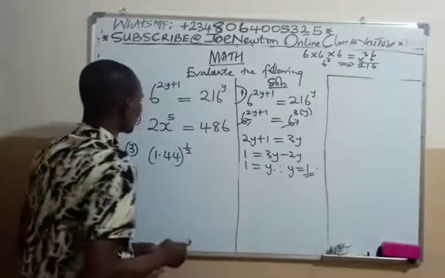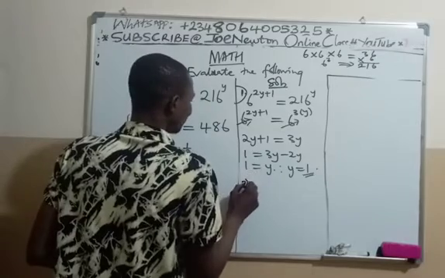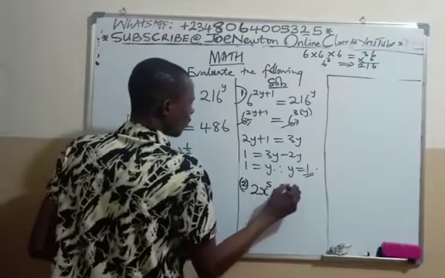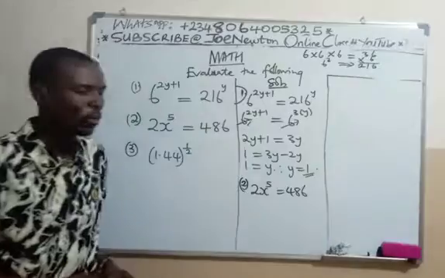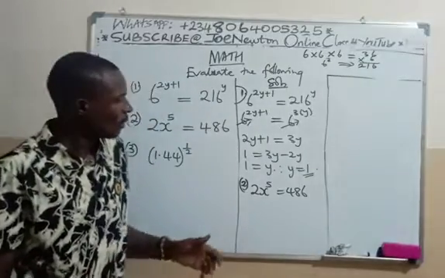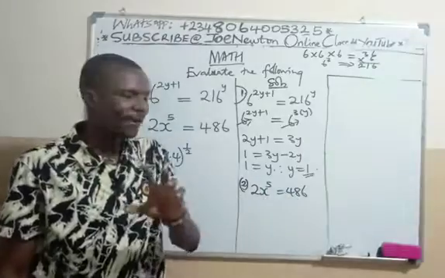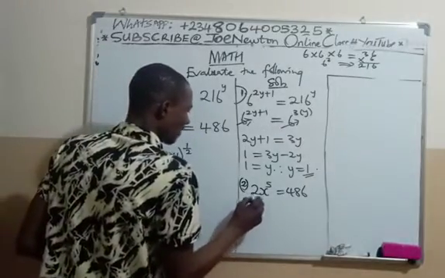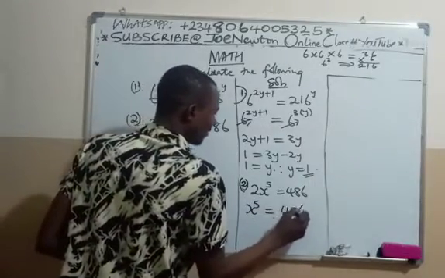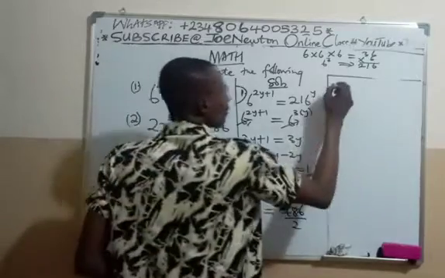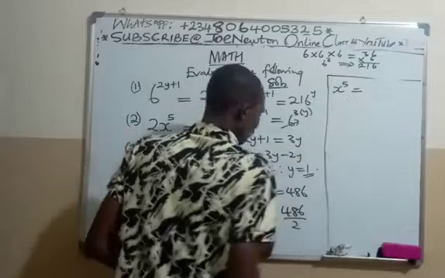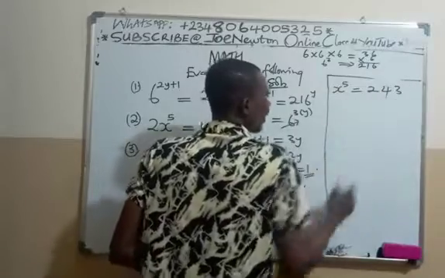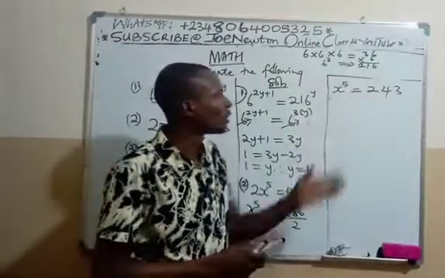Then for number 2, we have that 2x power of 5 is equal to 486. Quickly, looking at this equation, first of all, we divide by the coefficient of x raised to the power 5, which is 2. We divide both sides. Therefore, we have that x power 5 is equal to 486 over 2. And that will give us x power 5 is equal to 243.